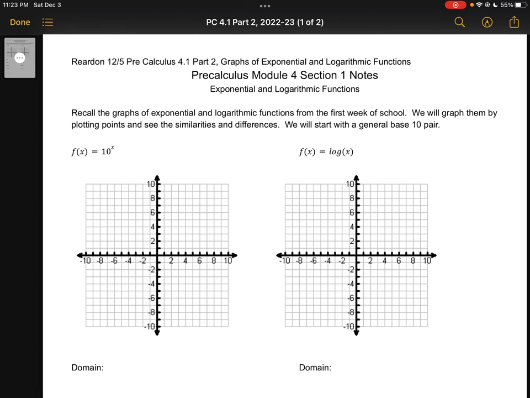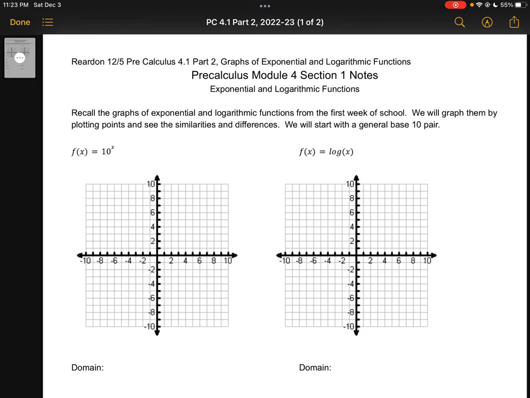After today, this will complete our review of the old material we've seen before for exponential functions and logarithmic functions. Tomorrow we're going to begin our transition into some of the newer skills, the pre-calc aspect of exponential and logarithmic functions.